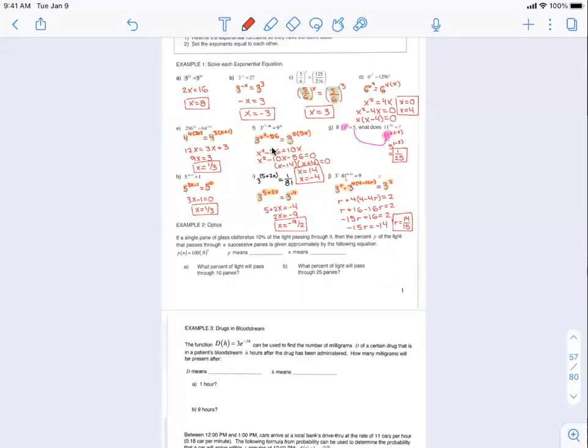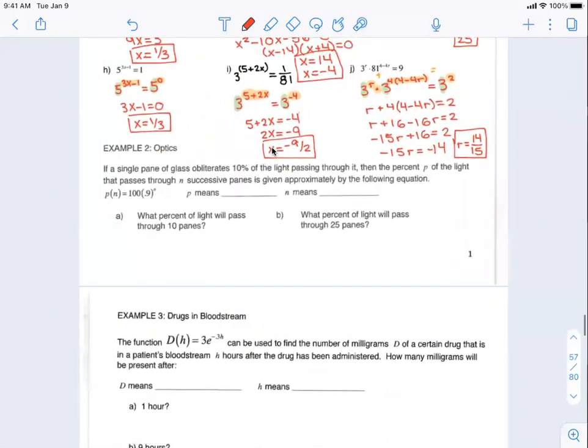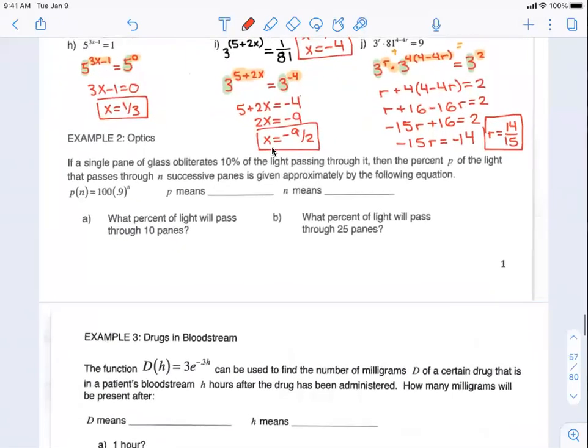The other type of problem that you're going to see in the notes are word problems, and actually these show up on the final a lot. The nice thing is they give you the equation, so it's not hard. If you had to write the equation, it would make it hard. So let's take a look at example 2.